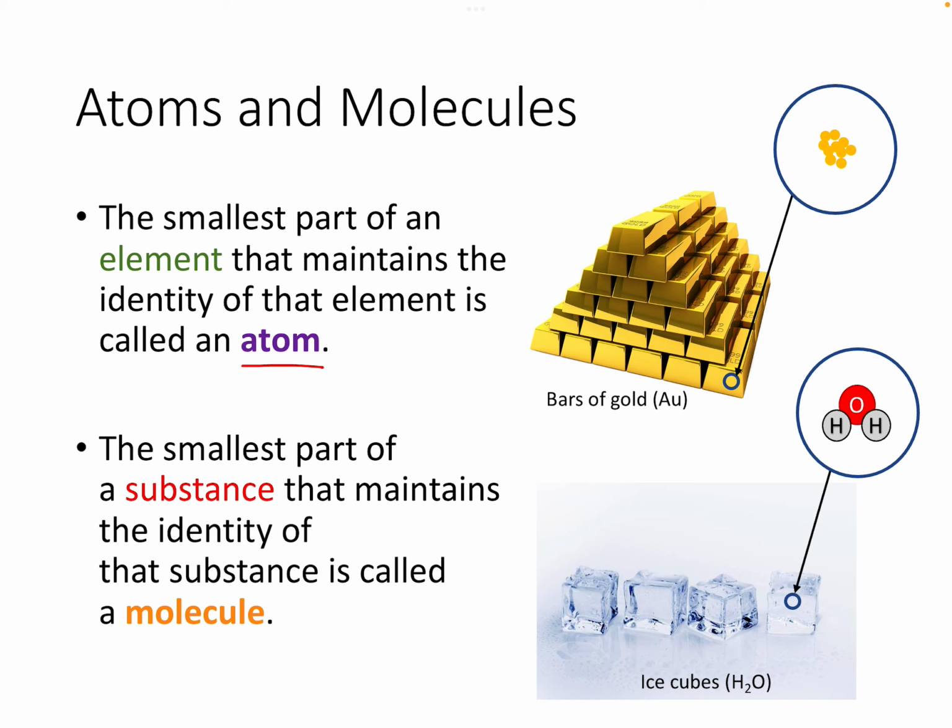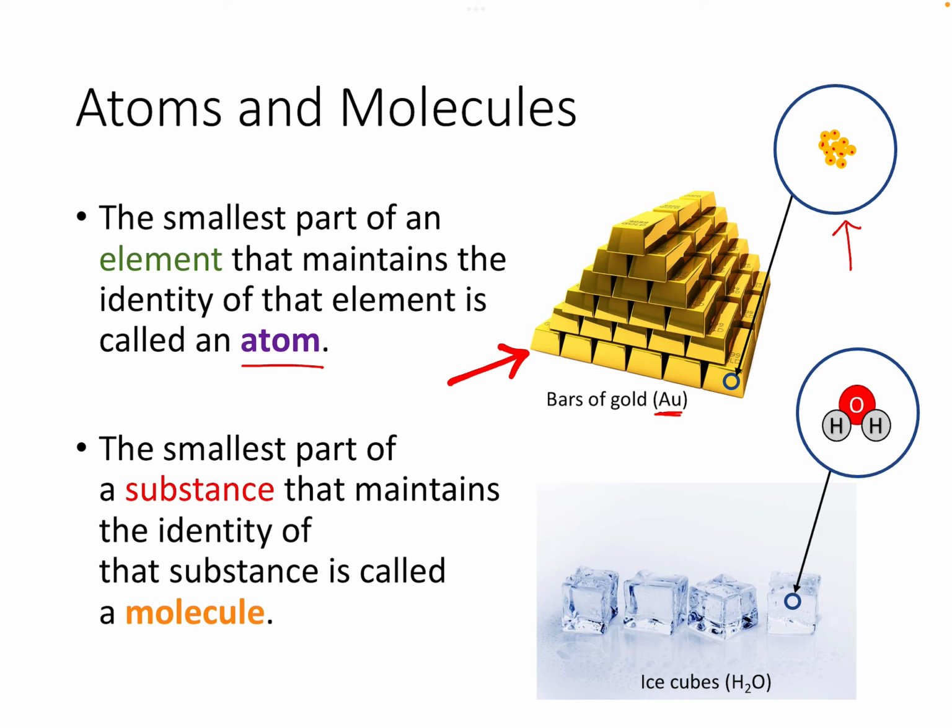I also have the example over here of these bars of gold. Gold has the symbol Au. And if we were able to cut up that gold into smaller and smaller and smaller pieces, eventually we would get to the smallest piece of gold, which is the atom of that element. So for example, if we could zoom in on gold, we would see these tiny little gold atoms within that bar of gold.